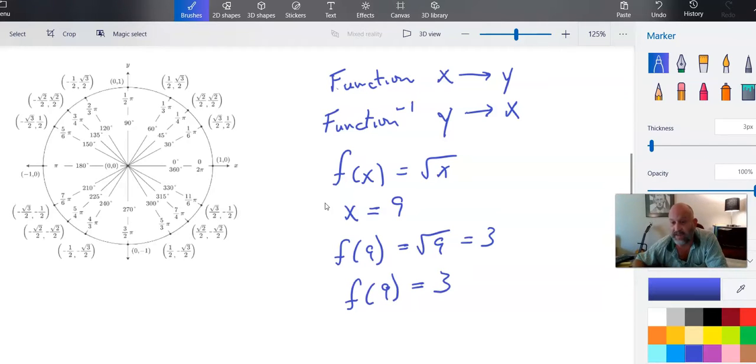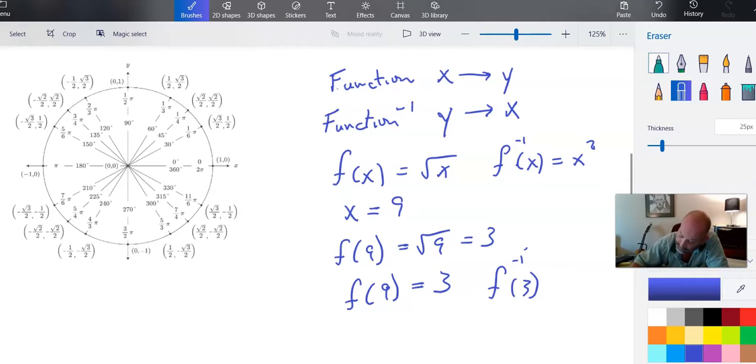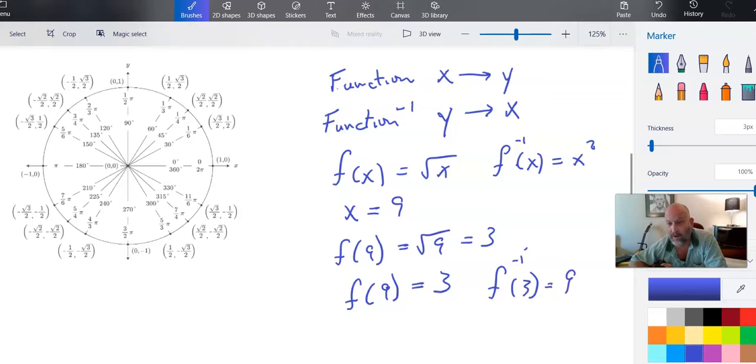If we want a function that undoes this, that takes the 3 and maps it back to a 9, what we want, the inverse function of this, is x squared, right? Because squares undo square roots. So if I take f inverse of 3, that maps it backwards back to 9, right? Because I'm squaring it. And we see it more practically this way, right?